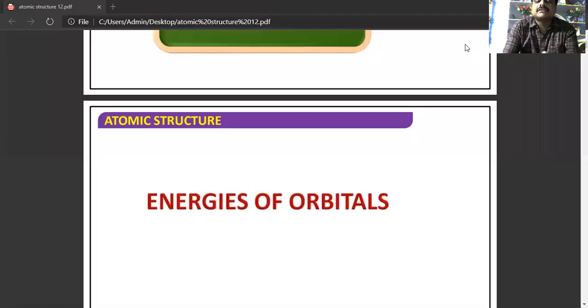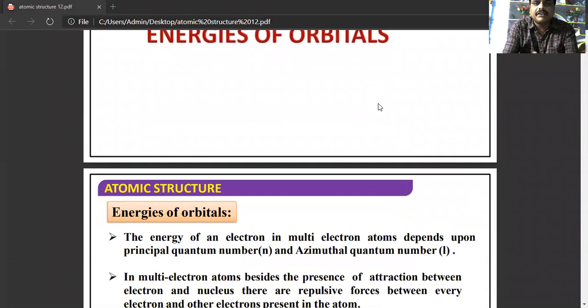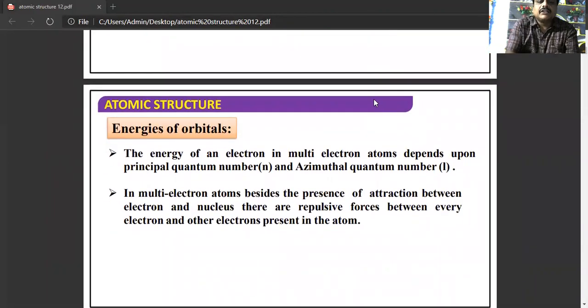Yes, friends, in this class we will discuss the energies of orbitals. So, what are the different kinds of energies? The energy of an electron in a multi-electron atom, that means atoms which have more than one electron, depends on two quantum numbers: the principal quantum number, that is n, and the azimuthal quantum number, that is l.